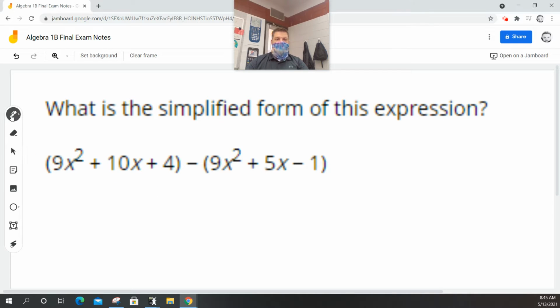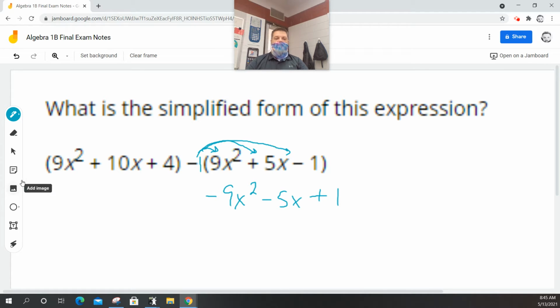All right, so it says, what is the simplified version of this expression? I think the first thing I need to recognize is that this negative sign is the same as multiplying everything in the parentheses as a negative 1. So what's negative 1 times 9x squared? Yep, negative 9x squared. What's negative 1 times 5x? Negative 5x.